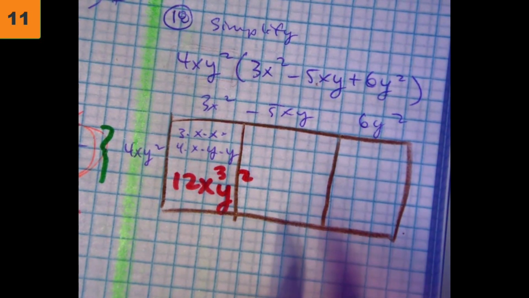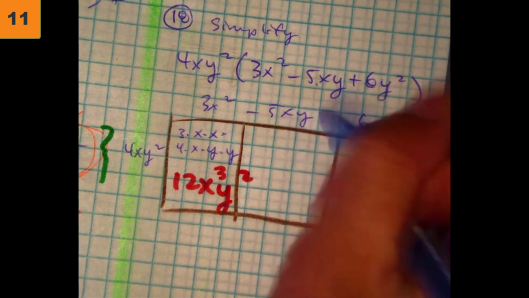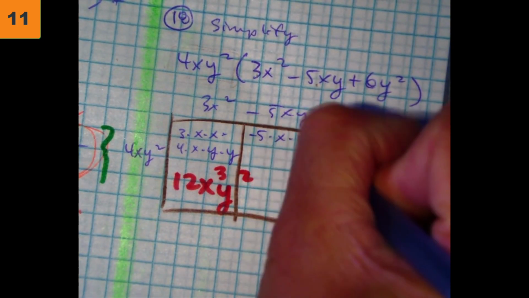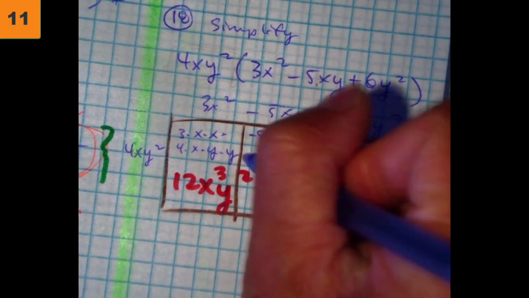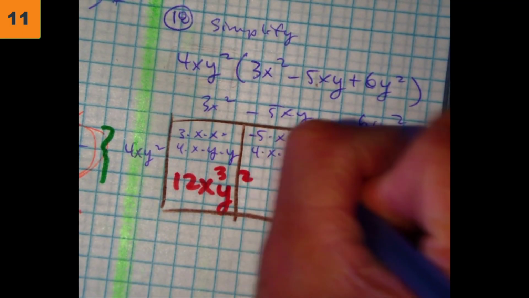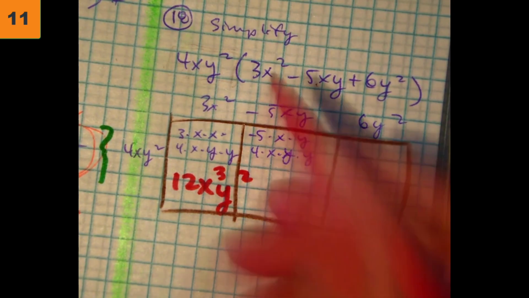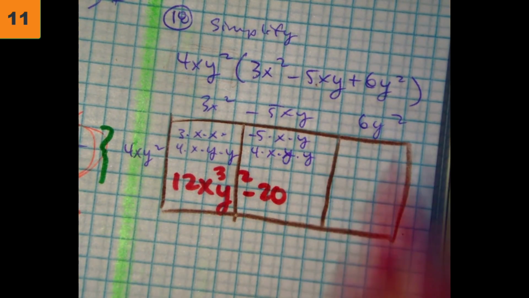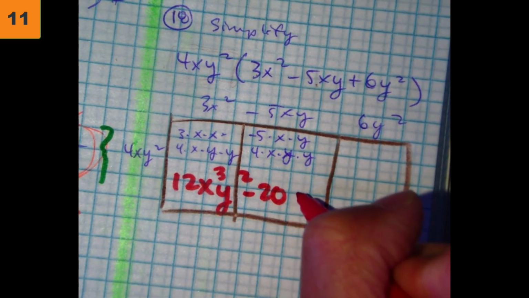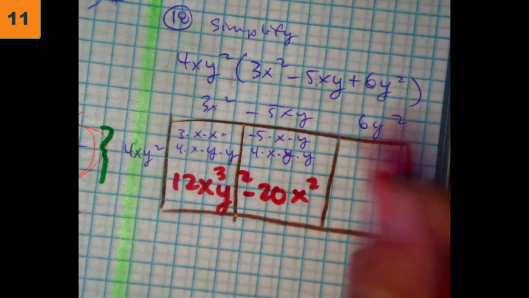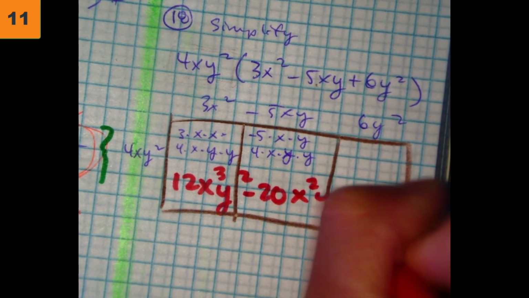And I can do the same thing for the next box. Negative 5 times xy is negative 5 times xy. 4xy squared is 4 times x, y times y. Negative 5 times 4. How many x's? Squared, and y's? 5.